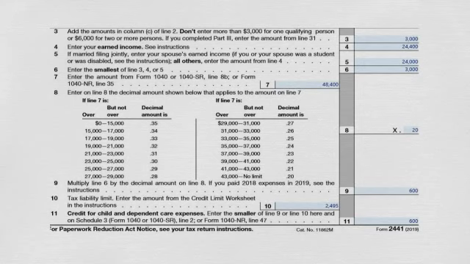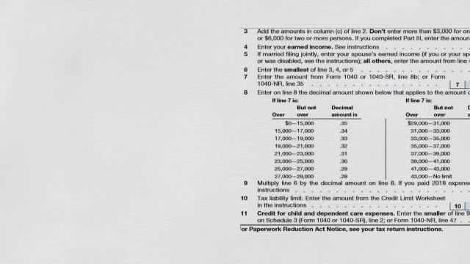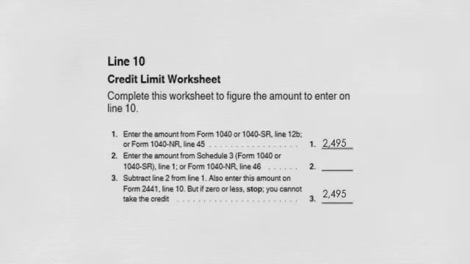Take the 20% times the amount on line 6 to arrive at a possible credit of $600 on line 9. On line 10, you have to calculate your credit limit, and you can find the worksheet in the instructions for the 2441.